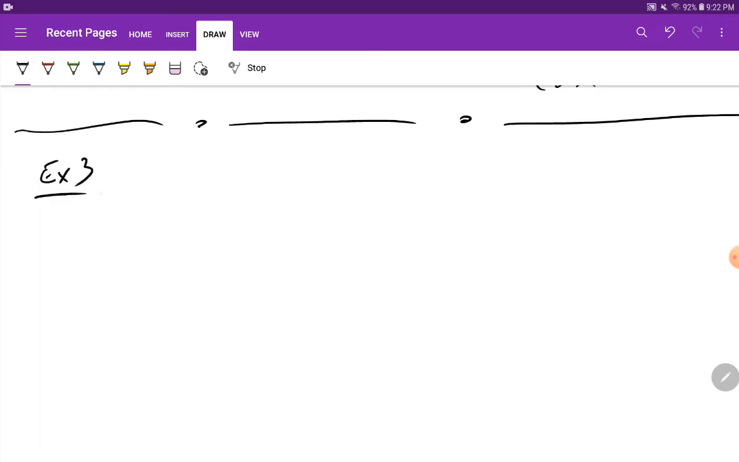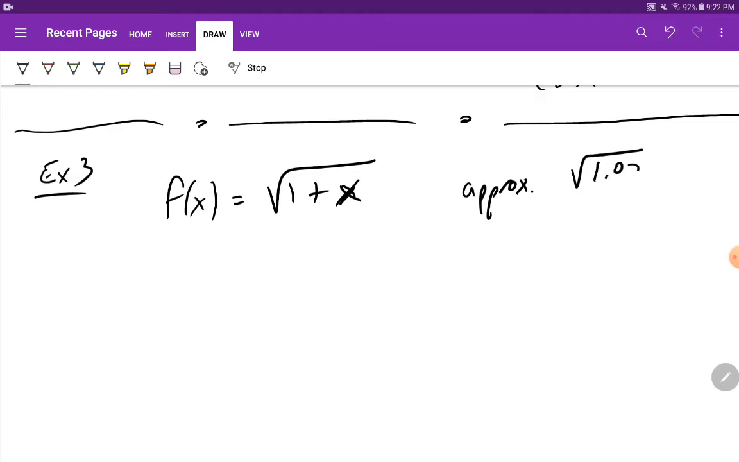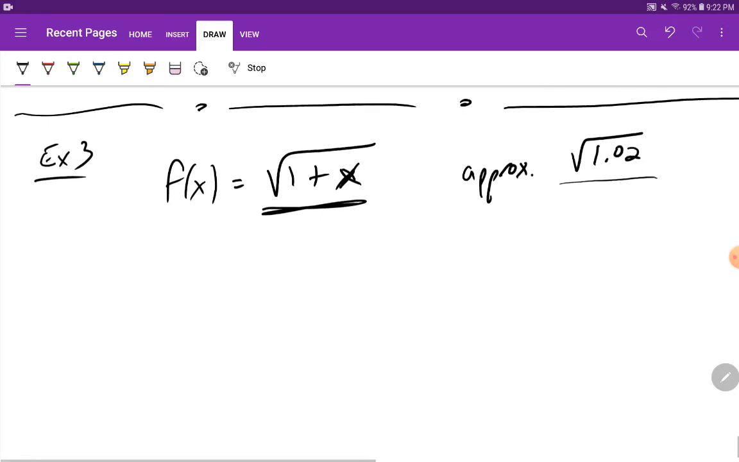Example 3. My function this time is root of 1 plus x. Very similar, right? We're going to use this function and approximate root 1.02 without a calculator. Interesting, right? So we're going to use this function to approximate the value of root 1.02.